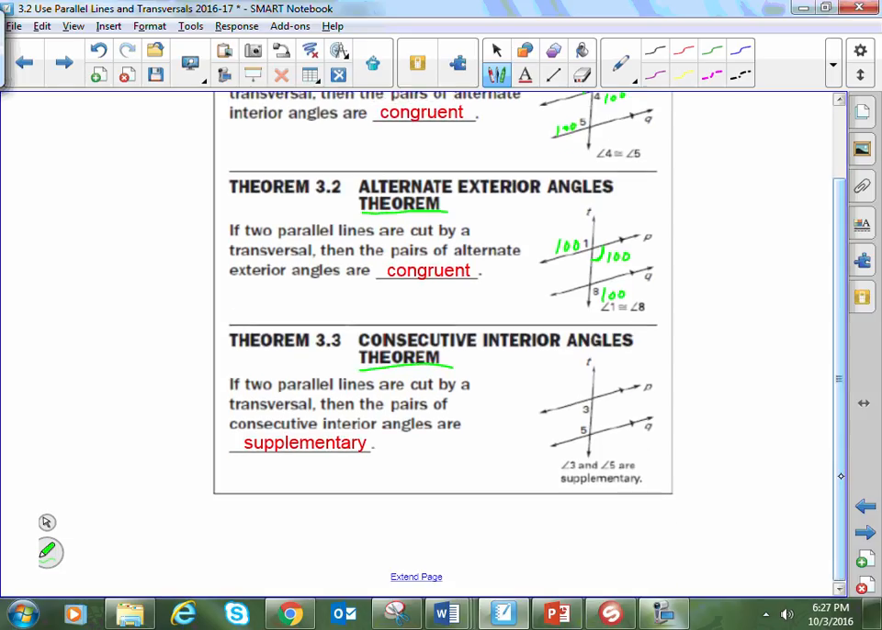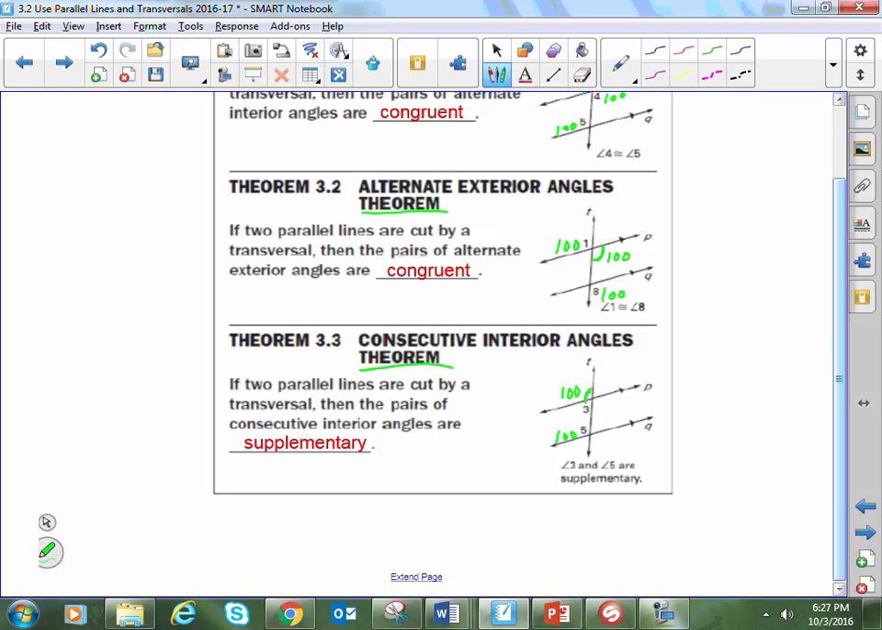So what about the consecutive interior or same side interior angles? Why would those be supplementary? Well, let's look at it this way. Starting with angle 5, let's keep our numbers simple. Let's say angle 5 is 100 degrees. Its corresponding angle here would also be 100 degrees.